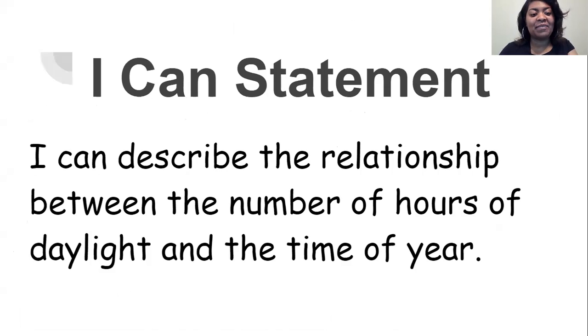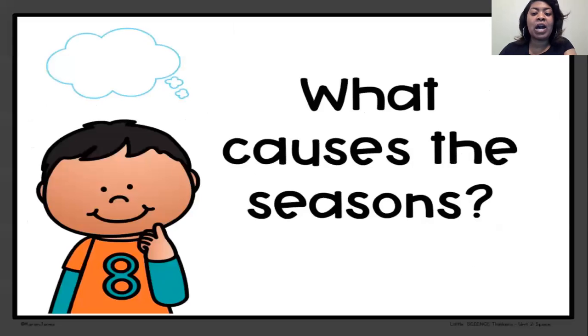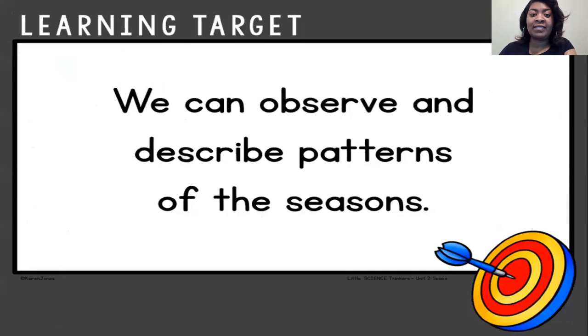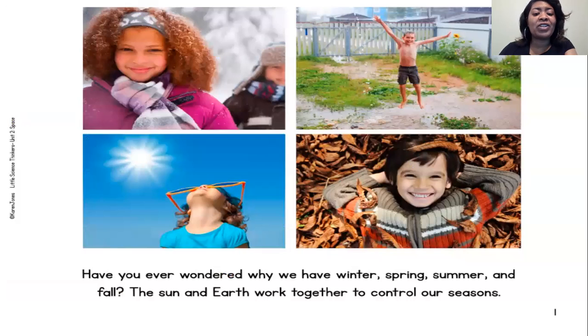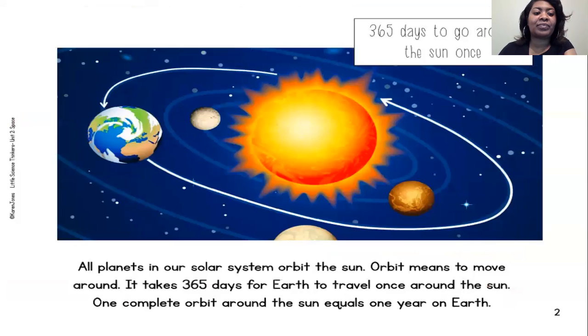Our I can statement is, I can describe the relationship between the number of hours of daylight and the time of year. What causes the seasons? We can observe and describe patterns of the seasons. Patterns from the sun. Seasons. Have you ever wondered why we have winter, spring, summer, and fall? The sun and earth work together to control our seasons.